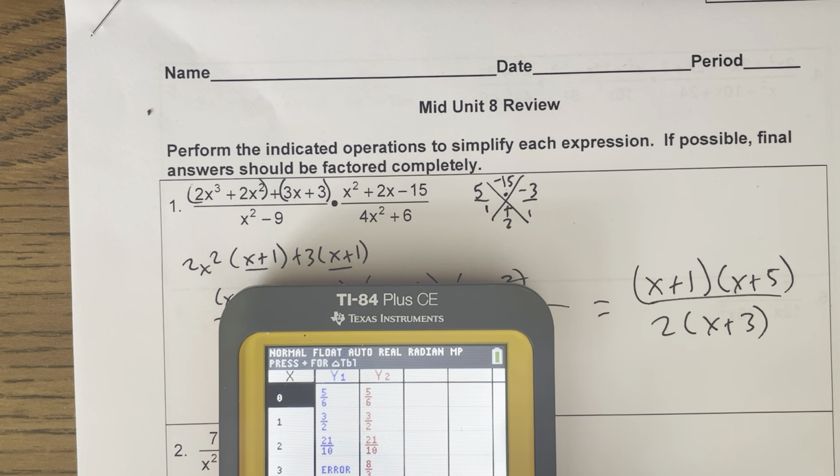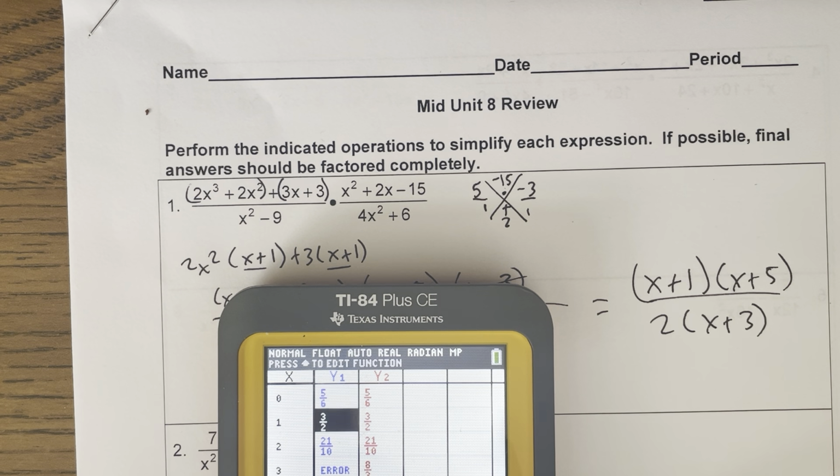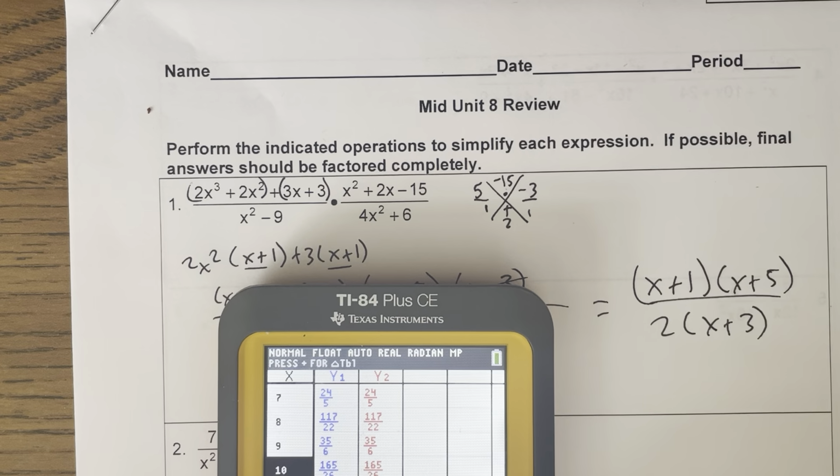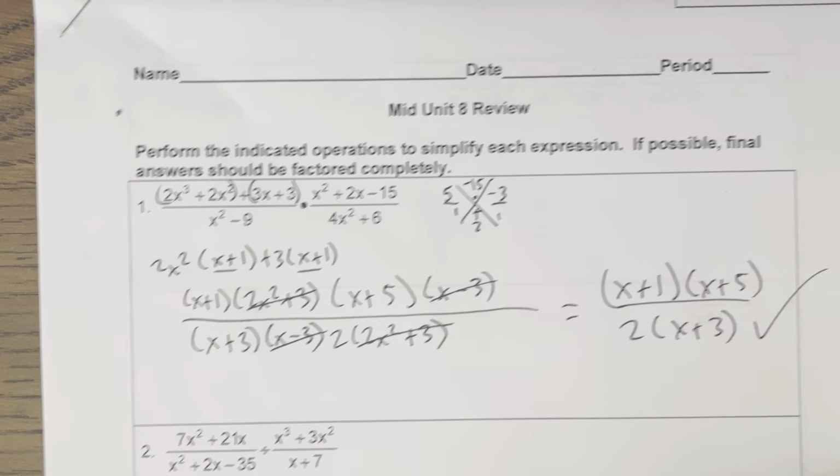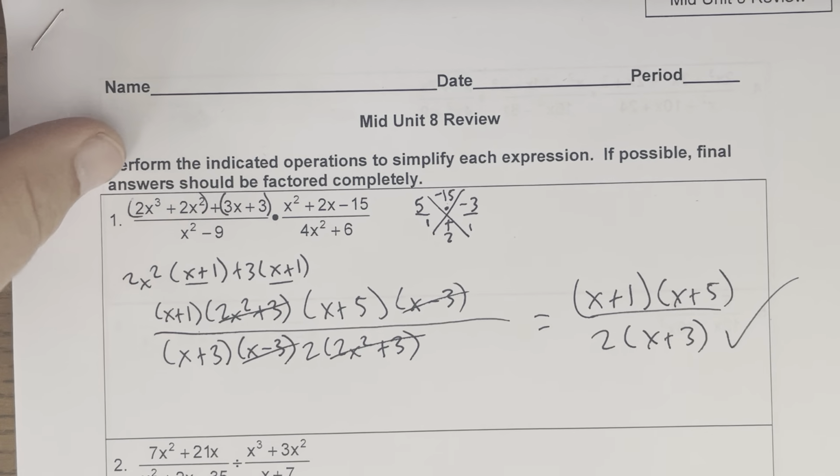There may be a couple of little differences, like there's an error instead of a number, but everything else we can see is the same. We got 5 over 6, 5 over 6, 3 over 2, 3 over 2, 21 over 10, 21 over 10. As we keep going, they're the same numbers on both, and so we definitely got it correct. That's a way to check it in your calculator to make sure you did it correctly.